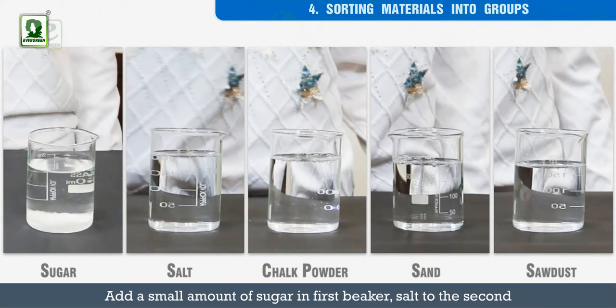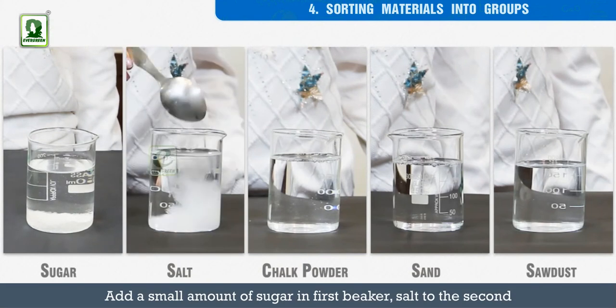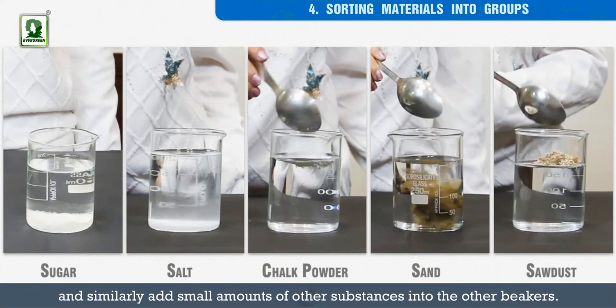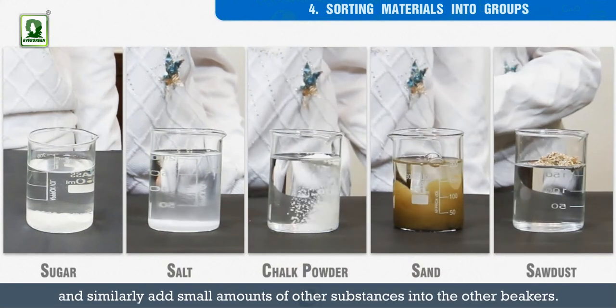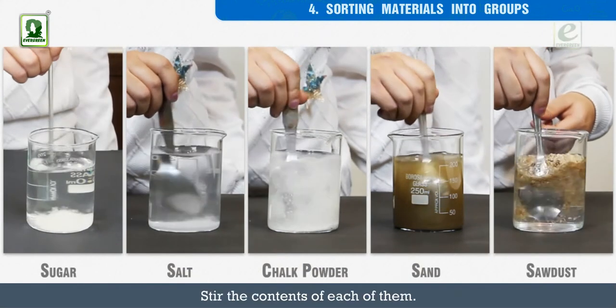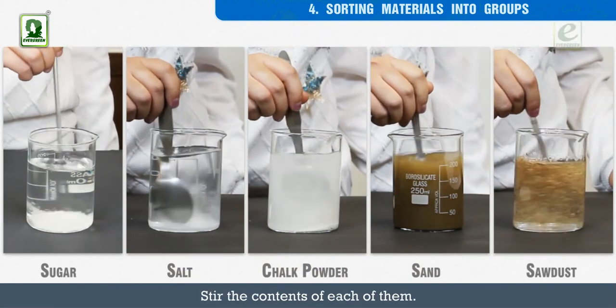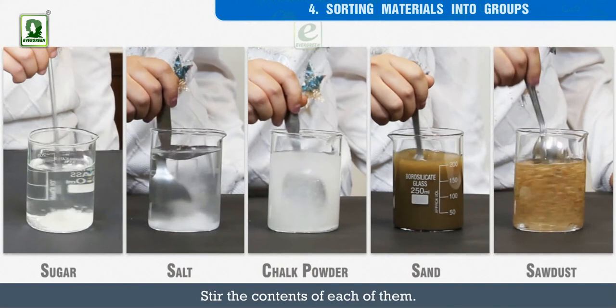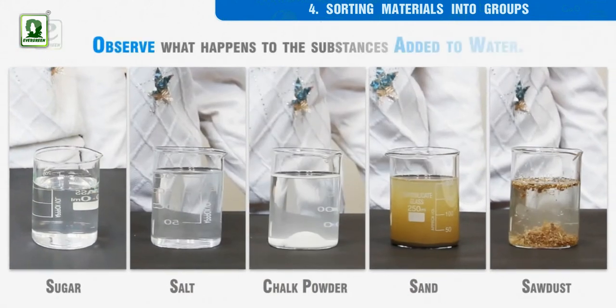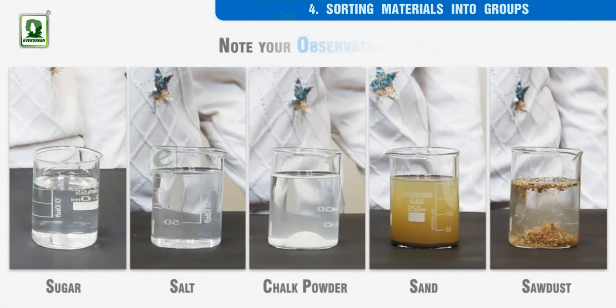Add a small amount of sugar in first beaker, salt to the second, and similarly add small amounts of other substances into the other beakers. Stir the contents of each of them. Observe what happens to the substances added to water. Note your observations.